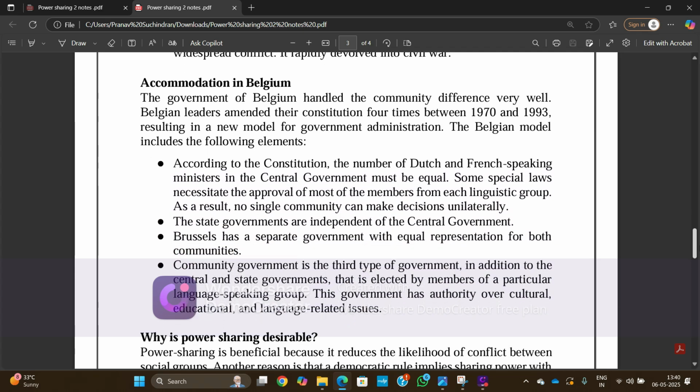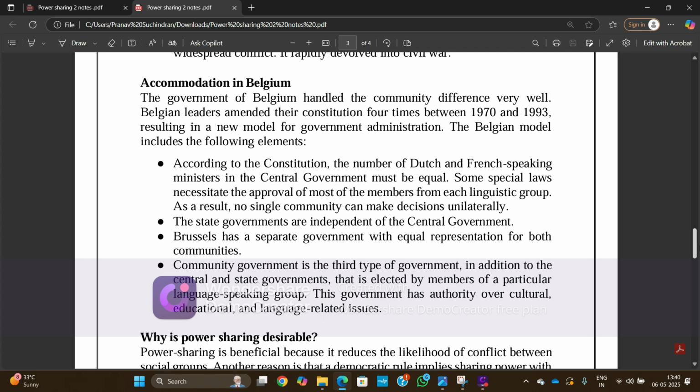Okay, now let's come back to the case of Belgium. The government of Belgium handled the community differences very well. They brought a very beautiful Belgian model to tackle these community differences. Belgian leaders amended their constitution four times between 1970 and 1993, resulting in a new model for government administration.